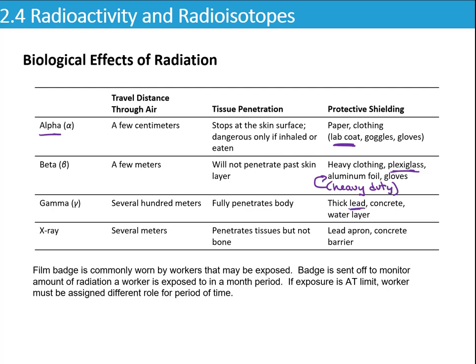Like if you go in to get an X-ray, one thing they always ask you is, is there any possibility that you're pregnant? And you're like, no. Okay, but regardless, whether you're male or female, pregnant or not, they always put a lead apron over your waist. Why?